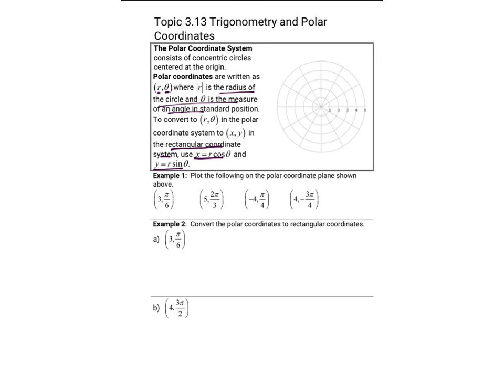Example 1 says plot the following on the polar coordinate plane shown above. So here's your tip: start with the angle. Start with theta. This first one says pi over 6. On this polar coordinate system, the first sector is pi over 6, because there are 1, 2, 3, 4, 5, 6 of them in pi radians.